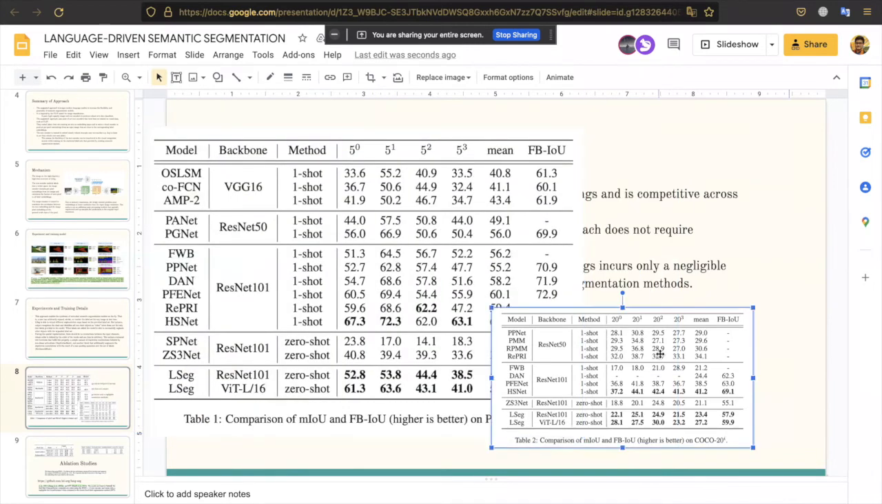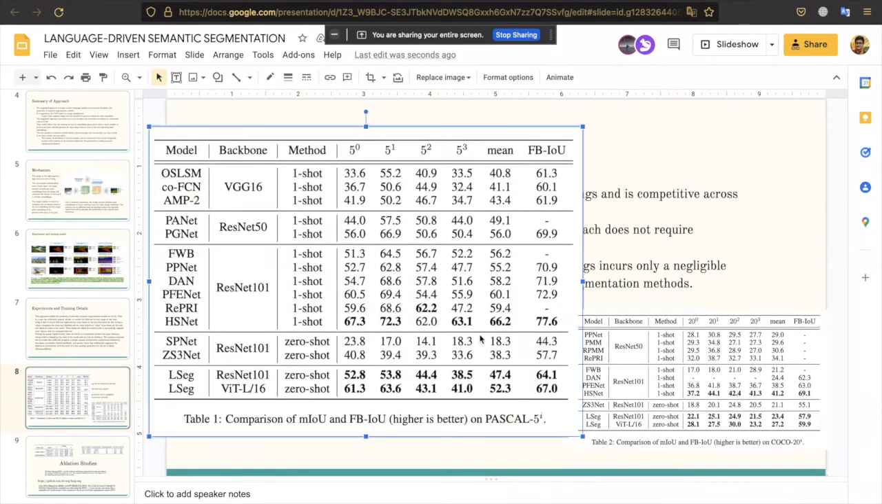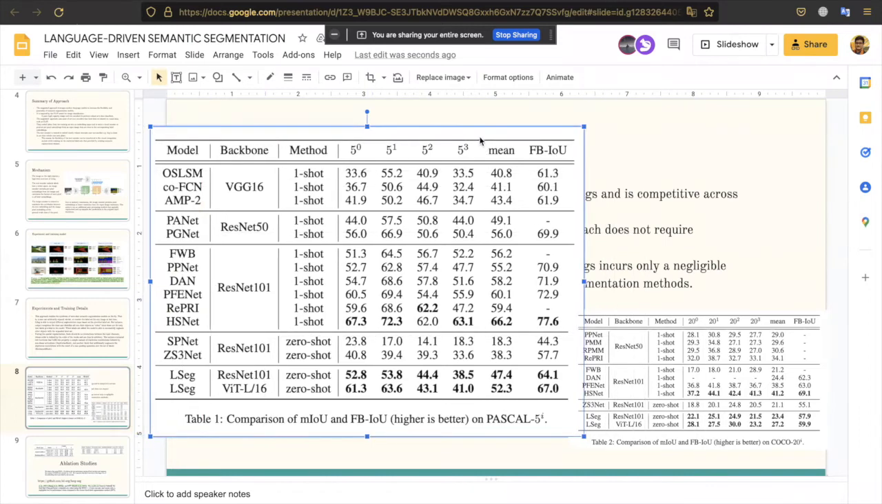I'm not really familiar with Google Docs much, but essentially, if you don't understand what you're looking at, just look at these two columns on the right side. If you see these two columns, you'll basically be able to understand. So what is IOU and mean? Mean IOU and FB IOU are segmentation evaluation metrics. Like you have precision and recall, for image segmentation, mean IOU and FB IOU are the segmentation metrics.